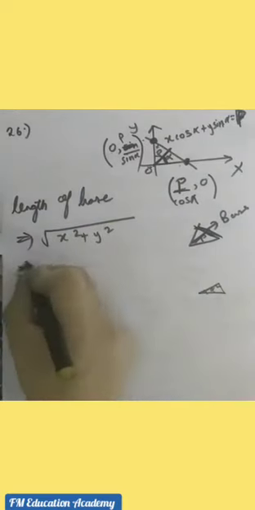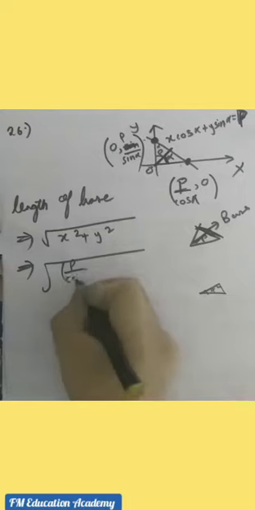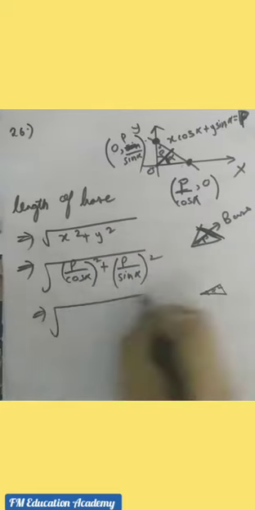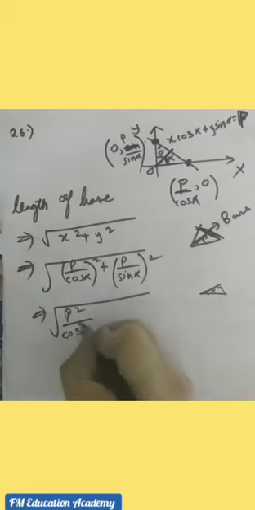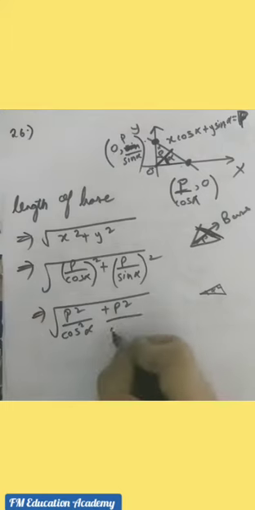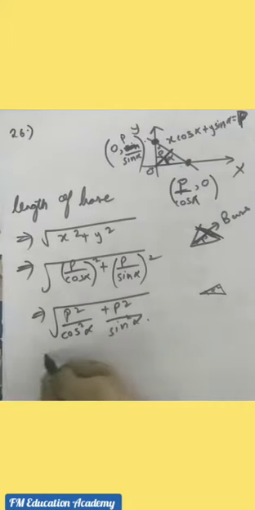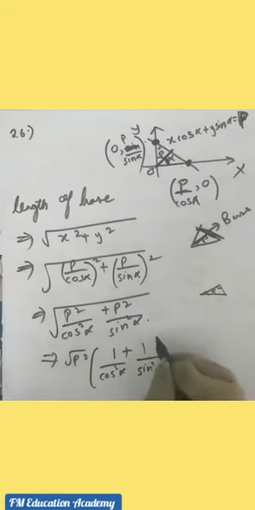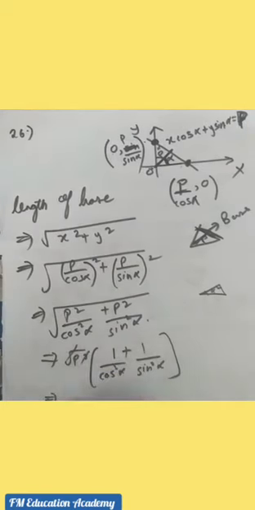X square value here is p by cos alpha whole square, plus y's value is p by sin alpha whole square. So that is nothing but root of p square by cos square alpha plus p square by sin square alpha. So we have root p square, we can take common, into 1 by cos square alpha plus 1 by sin square alpha. Root p square means p, and square will get cancelled.